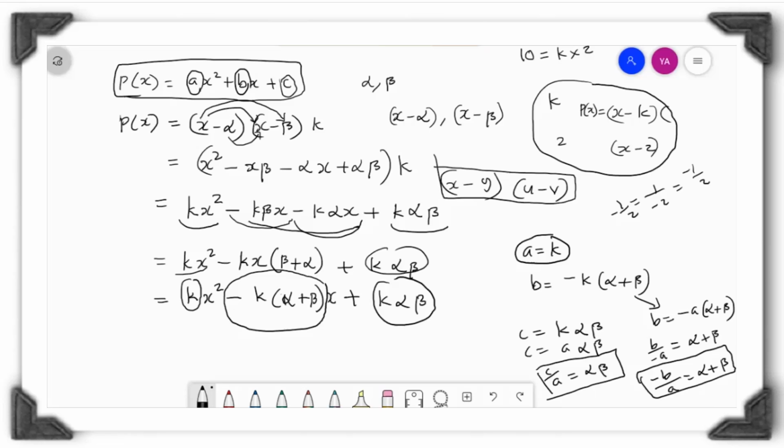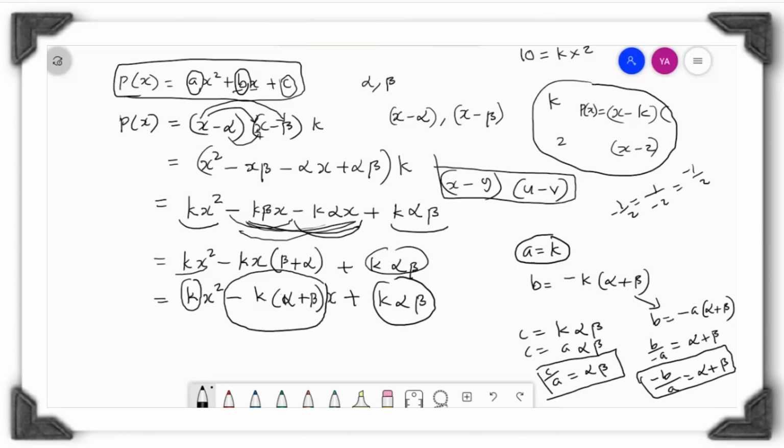We want to write the x term as a constant times x, so we need to adjust something. Here x and k are common in these two terms. So we take minus kx outside the bracket from these two middle terms. Inside the bracket will be beta plus alpha, and we also took the minus outside the bracket.